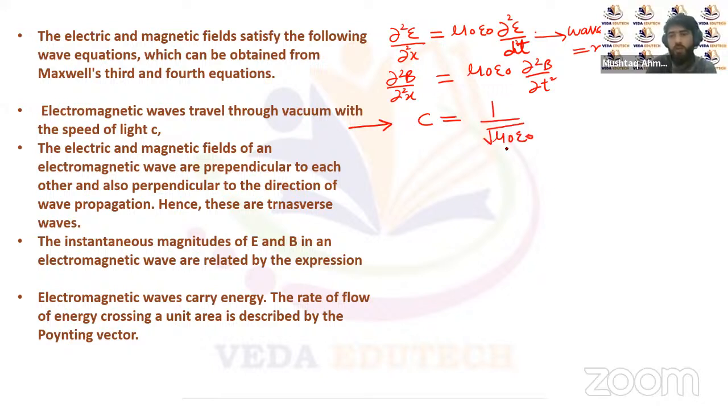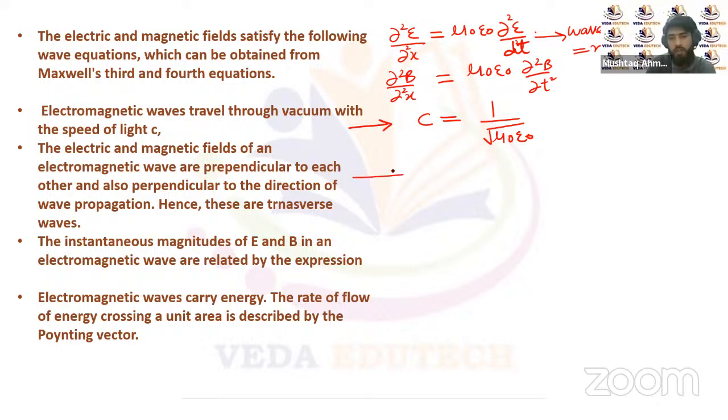where mu naught is the permeability and epsilon naught is the permittivity of the medium, right? And the third point is that the electric and magnetic fields of an electromagnetic wave are perpendicular to each other and also perpendicular to the direction of wave propagation. So that's the reason we say that these are transverse waves, right?